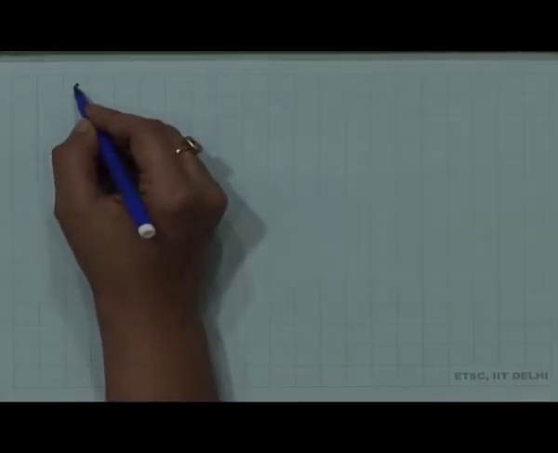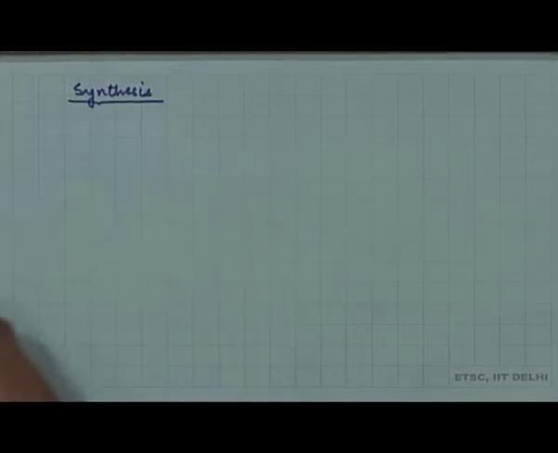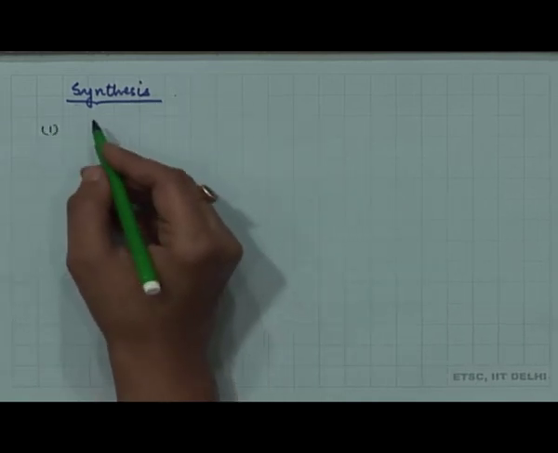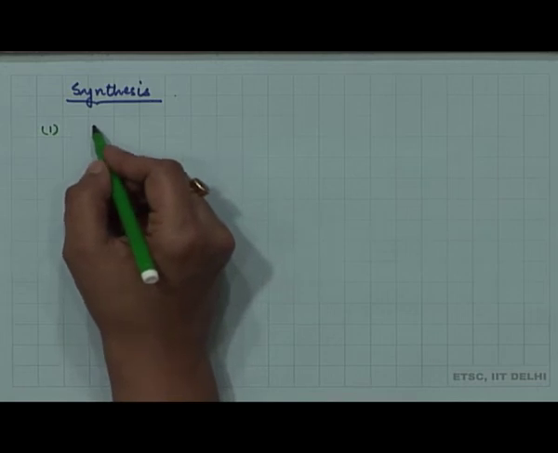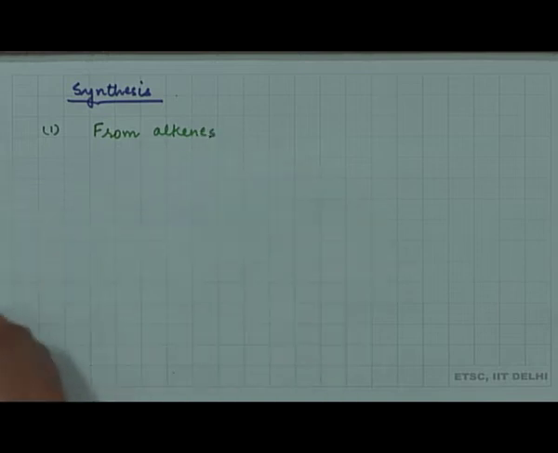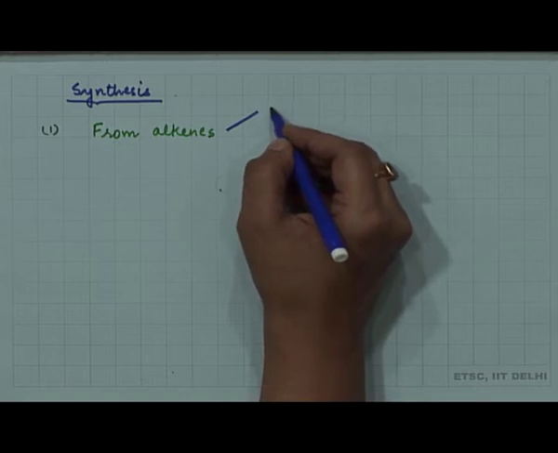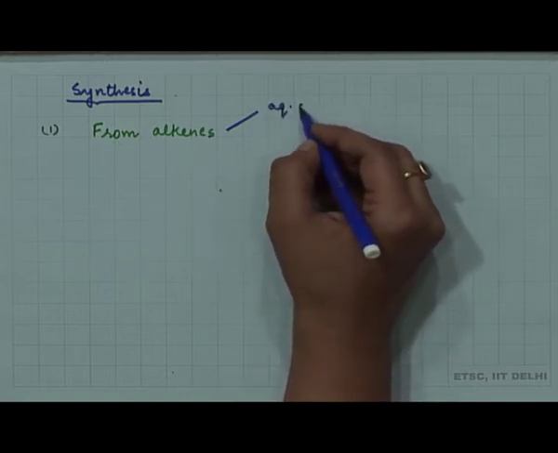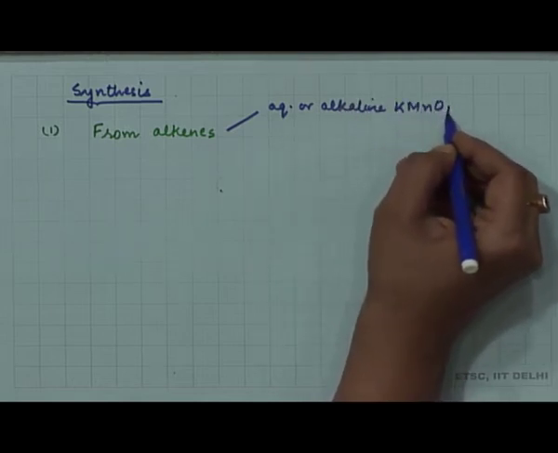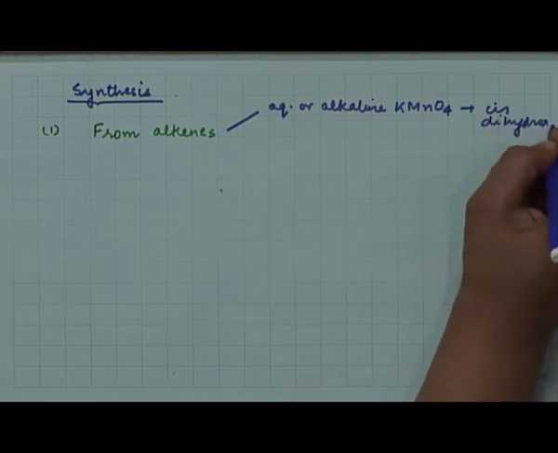Let us move on to the synthesis of these molecules, the glycols. You can have different starting materials. The first one, as I was telling you in the previous classes, was starting from alkenes as substrates. Please check back the notes. We discussed different methods for synthesizing diols. One was using aqueous or alkaline KMnO4, which was giving us a cis dihydroxylation.